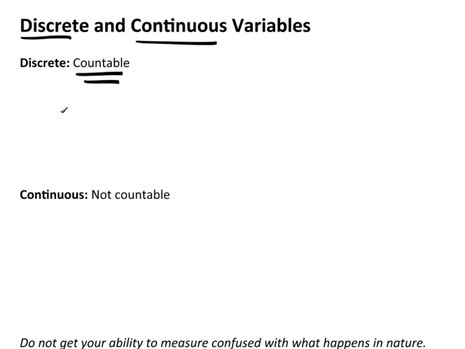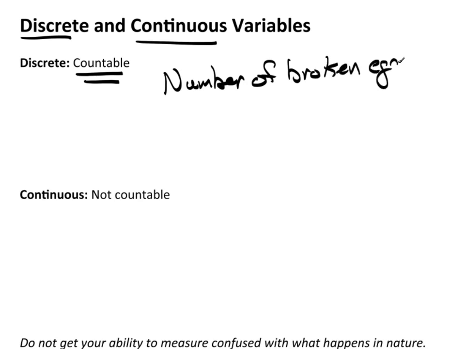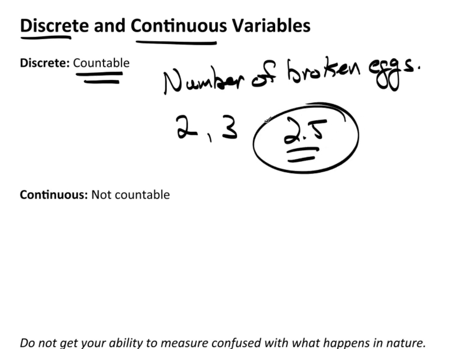So as an example, if I was looking at, say, the number of broken eggs in a carton. Well, is it possible that I had 2 broken eggs? Could I have had 3 broken eggs? Yeah, I could have. Well, how about 2.5 broken eggs? No, I can't. How can I have a half of a broken egg? That doesn't make any sense.